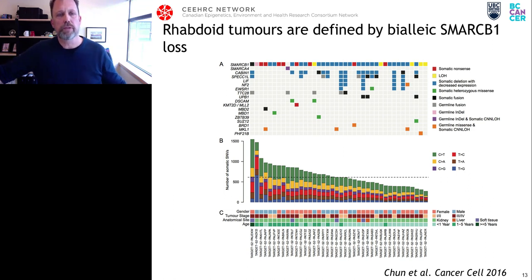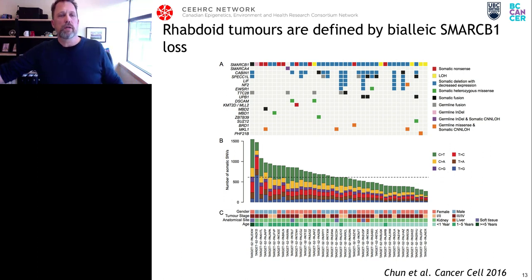So just to give a few examples of what I'm talking about. First of all, malignant rhabdoid tumors. These are really defined by a pathognomonic mutation, the biallelic loss of SMARCB1. And what I'm showing you here is really just a compendium of data that's been generated across a cohort of 47 malignant rhabdoid tumors.